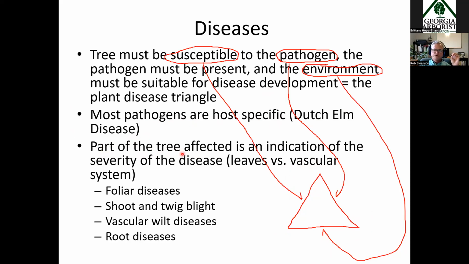Also, note the part of the tree that's affected. This can be an indication of the severity of the disease. In other words, is it just in the leaves? If it's just leaf spot, plain old regular run-of-the-mill leaf spot, would you really need to do anything about it? Probably not, because it's going to drop leaves and grow new leaves the following year.